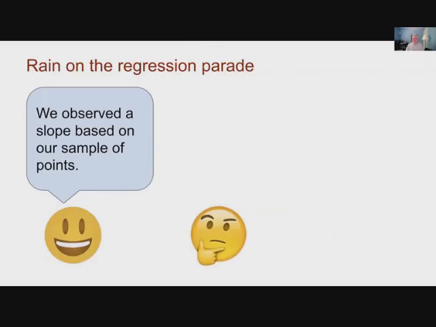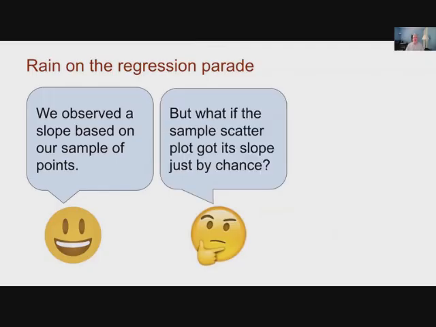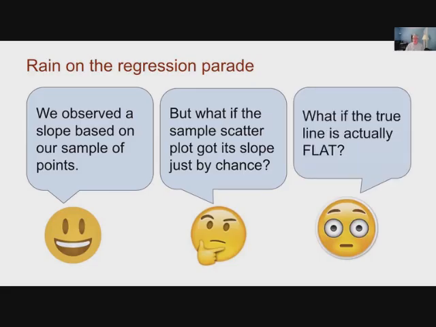But what does that slope really mean? Is it possible the scatter plot just got that slope by chance? This is the eternal question that we ask whenever we have a sample. Was the value that we got from the sample due to some underlying model, or was it due just to chance? So what do we do? And what happens if the line is actually flat?